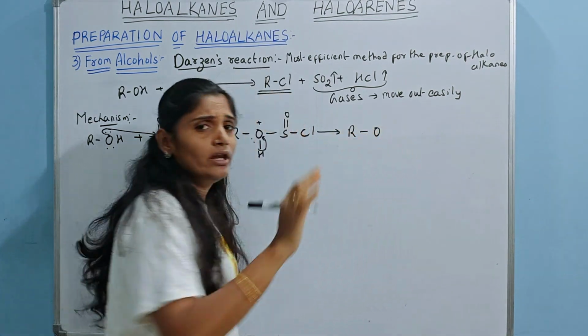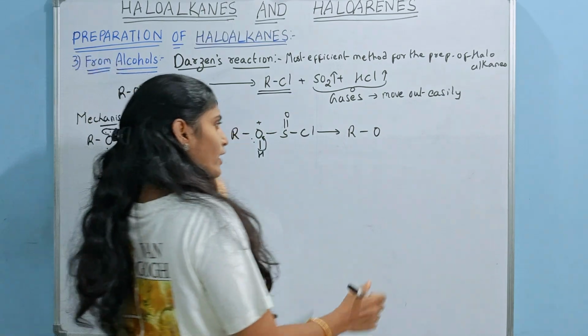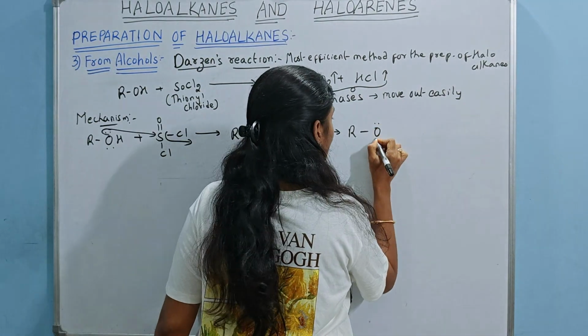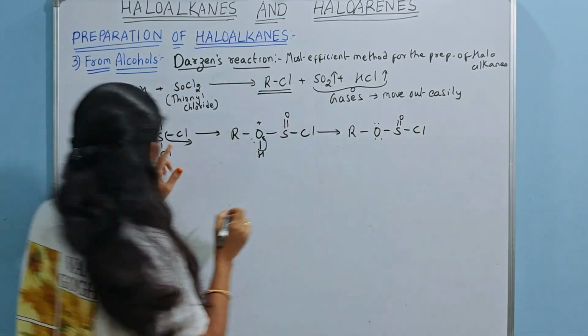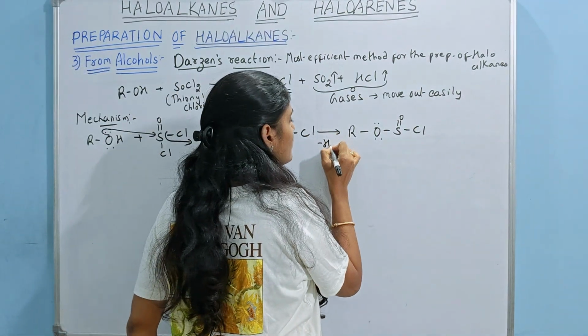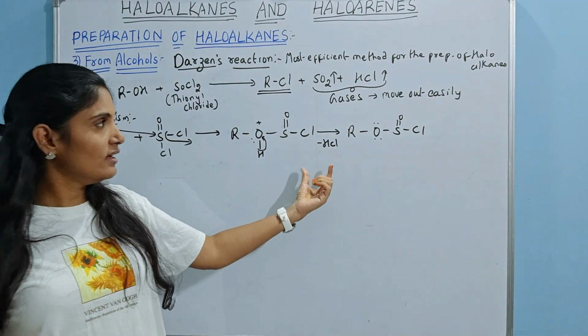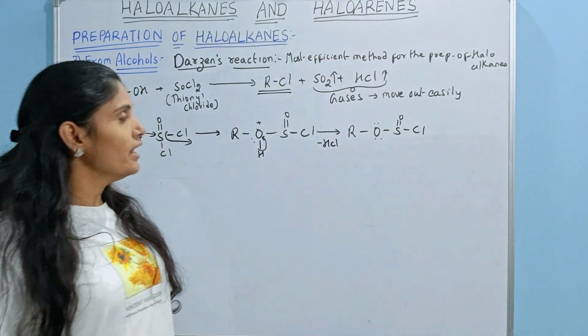Oxygen will not have any positive charge now because it has taken the shared pair of electrons from hydrogen. Now oxygen will have its two lone pairs of electrons. It is my SOCl. Now Cl minus from here, hydrogen as H plus from here, together they will leave the reaction mixture as HCl gas, which I already told here. HCl gas will be released from the reaction mixture.